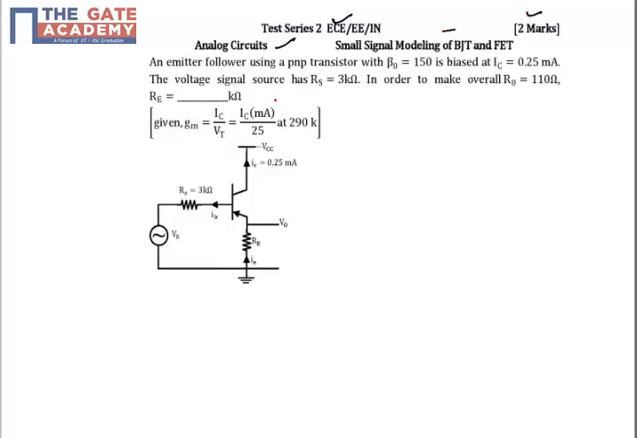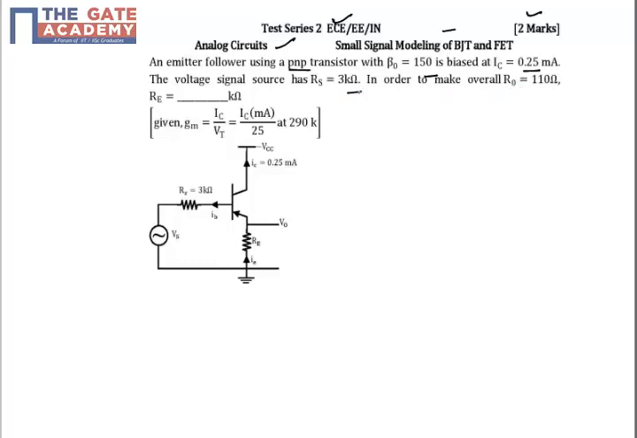In the question we have a common emitter, common collector configuration, but it's a PNP type transistor. It's a PNP type transistor, right? And the beta of the transistor is 150. Collector current is 0.25 milliampere.